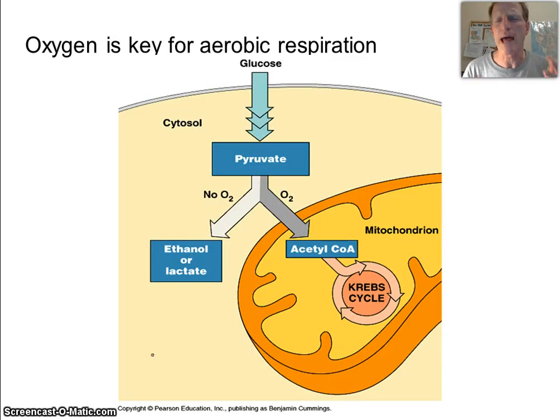Now we're going to talk about what happens when we don't have oxygen in cells. So if it's your brain and we denied oxygen, the cells die very quickly and you're dead. But we have other cells that have adaptations for surviving without oxygen. So if we have oxygen, we're going to go into the Krebs cycle and electron transport chain, and we call that aerobic respiration, A-E-R-O-B-I-C.